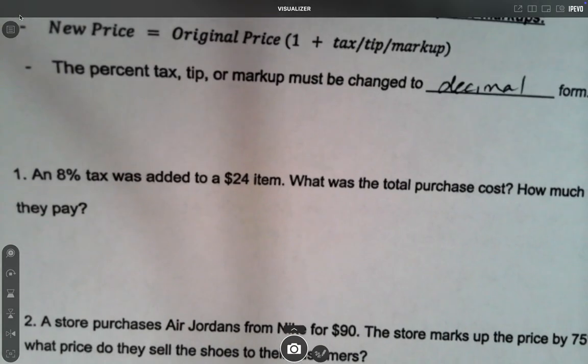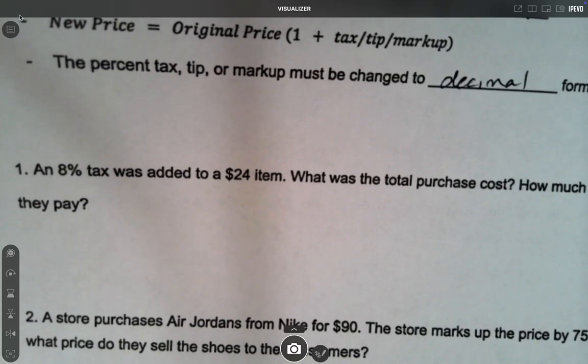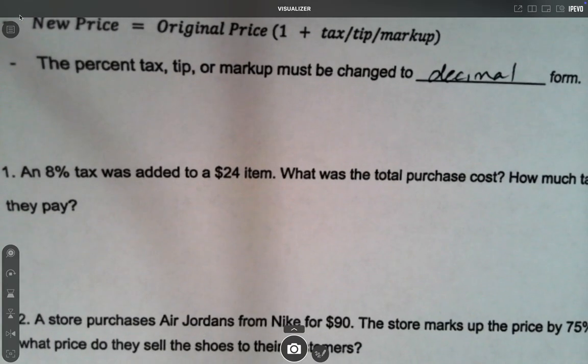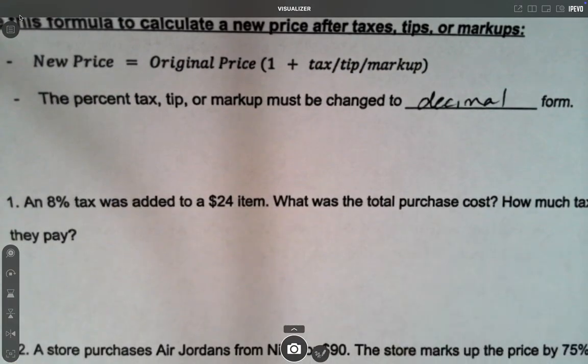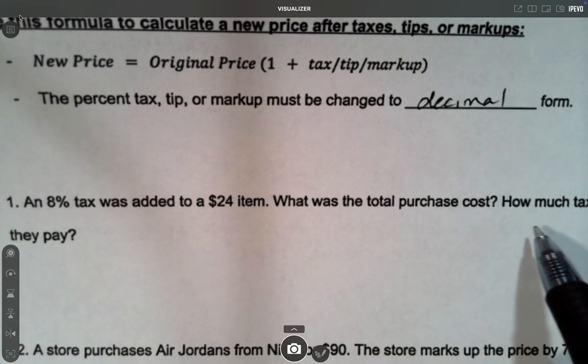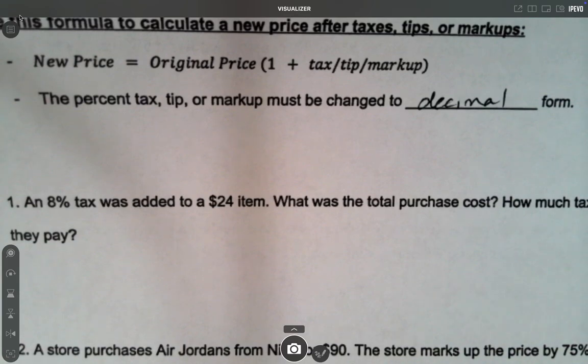Okay, so sales tax is different in every state. It can even vary within each county, but let's just say there's an 8% sales tax on a $24 item. So what was the total purchase cost? The new price is also the same thing as the total purchase. And they're asking how much tax did they pay?